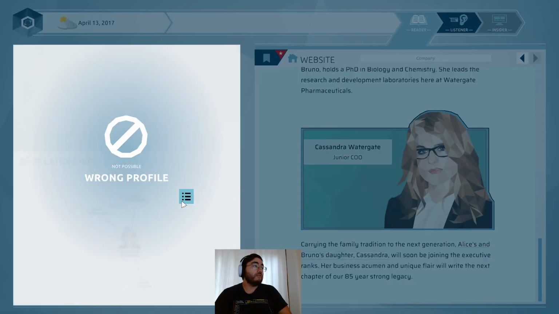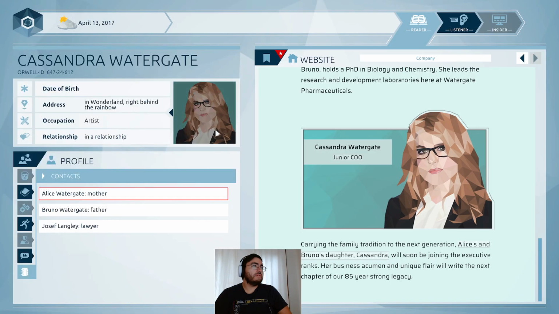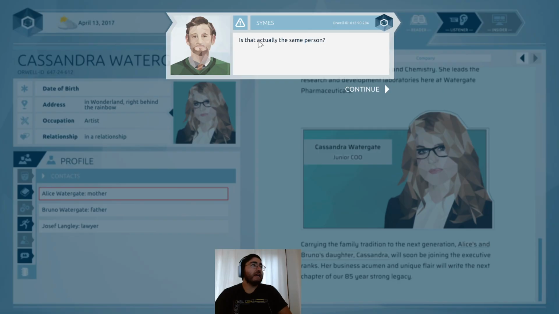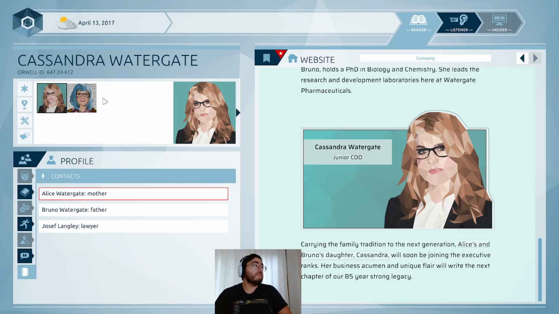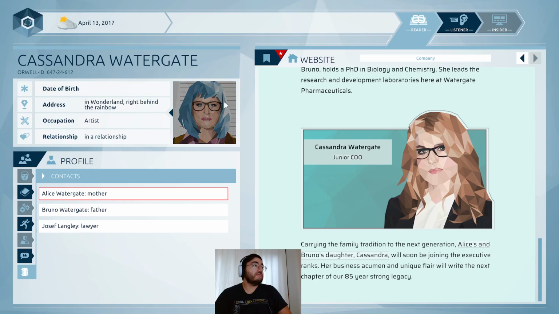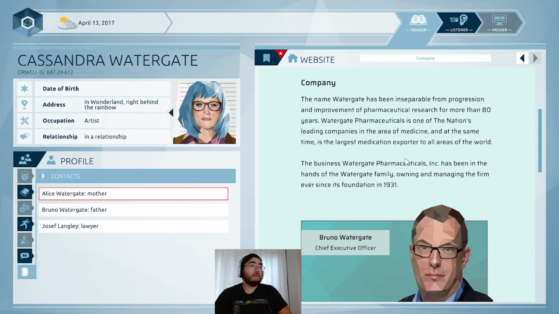Oh, I have a new portrait we can add. So this is, we're not sure. Is that actually the same person? They do look quite different. See, they look very different. She has blue hair in this photo. And this is probably her actual natural hair color. She probably dyed it when she quit. So we'll keep this one because I think that's more what she looks like now. Okay.